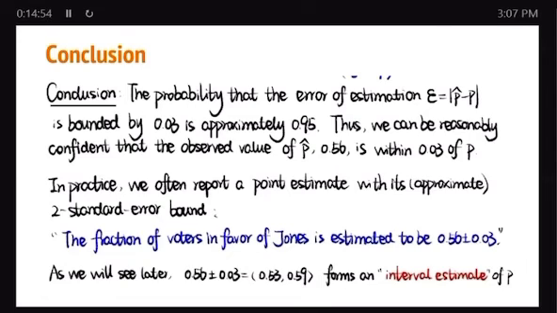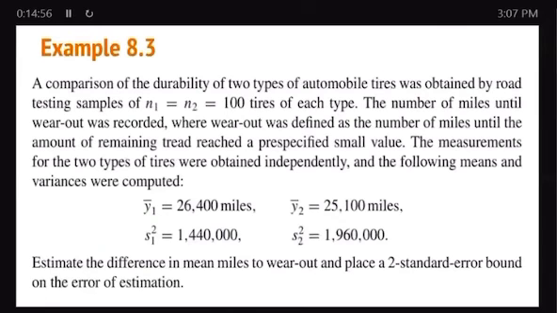Okay, I want to go to another example. This time around, 2 populations. We want to focus on the difference of means now. Estimate the difference of means. Whatever estimator you use, there's always going to be error of estimation. Now estimate the difference in mean miles to wear out and place a 2 standard error bound on the error of estimation, where we're focusing on the difference of means.